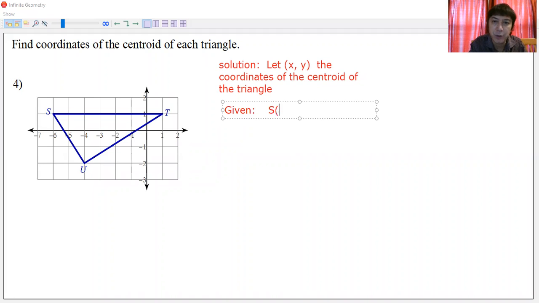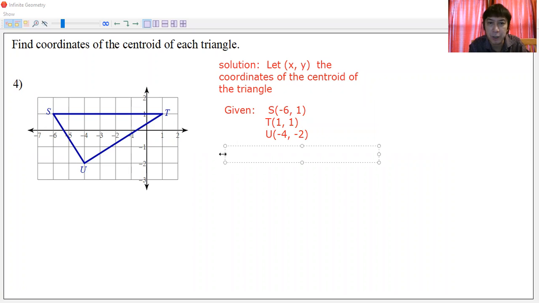Start with S. That looks like -6, +1. So -6 and +1 are in the second quadrant. All right, our point T is located at the first quadrant at 1, 1, and our third point U is located at the third quadrant at -4 and -2. All right, over there. Okay, and so we have the given. We start computing the coordinates of the centroid.